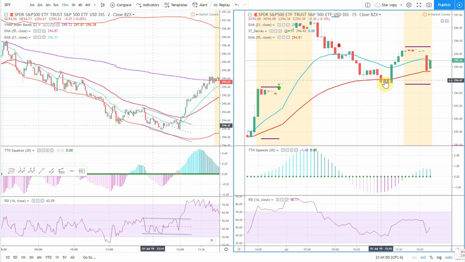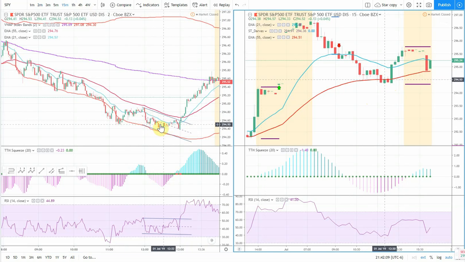And so you can see here on our 15-minute chart, once it hit the 55 EMA, it broke through, started trading sideways, and this was looking like a potential support area. So we'd be looking for a potential long play.